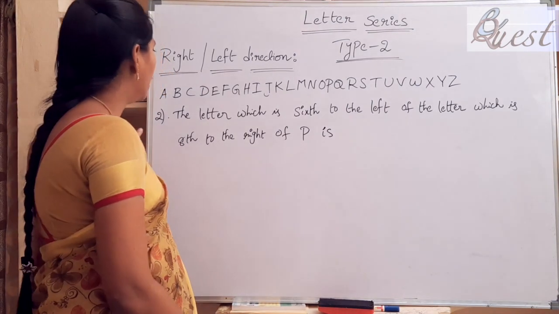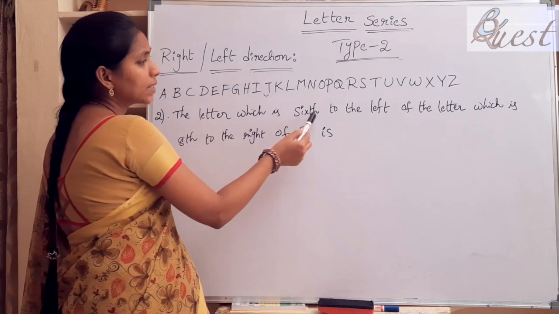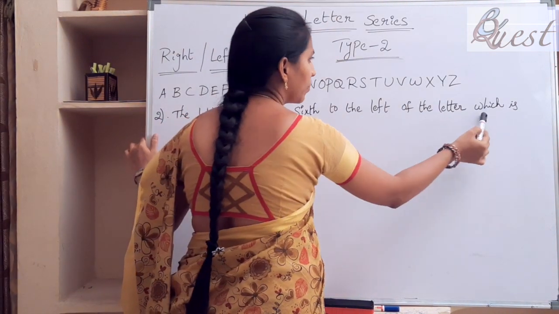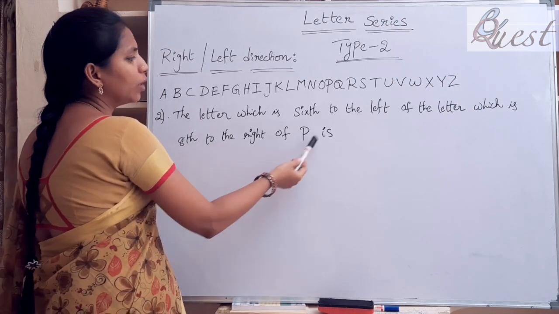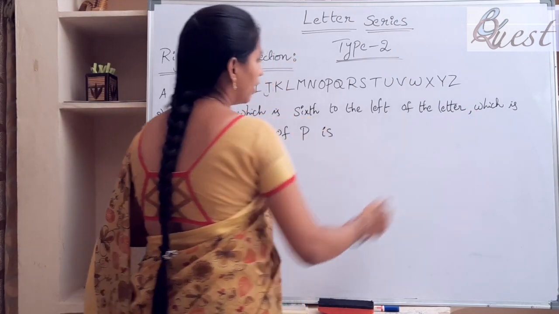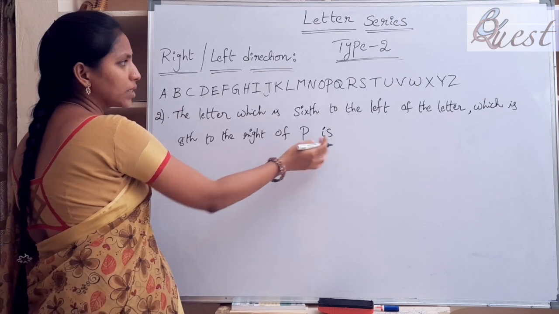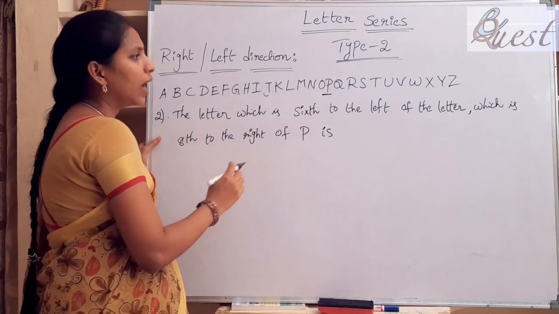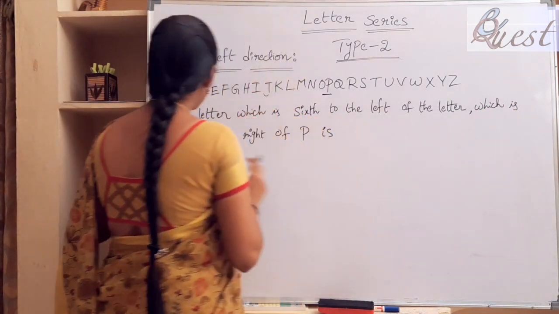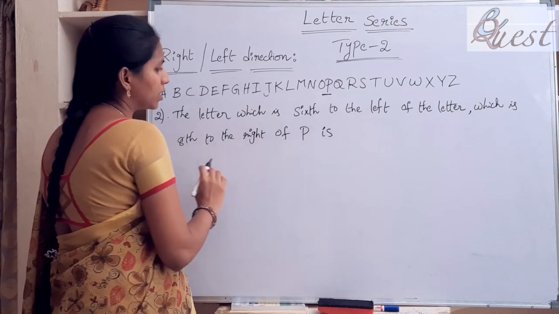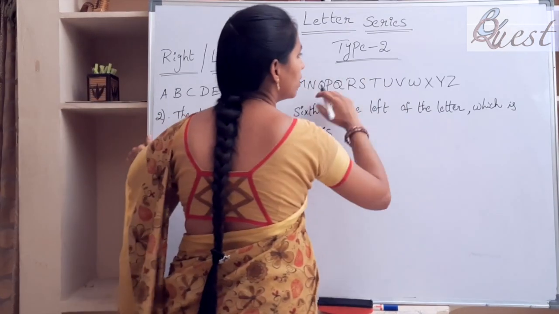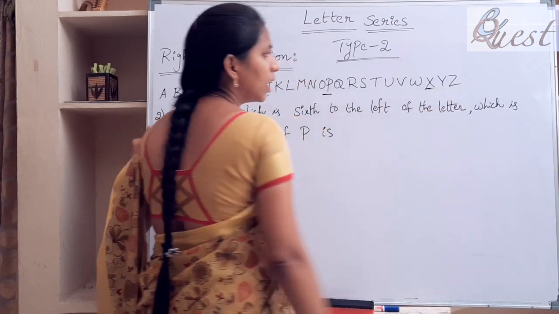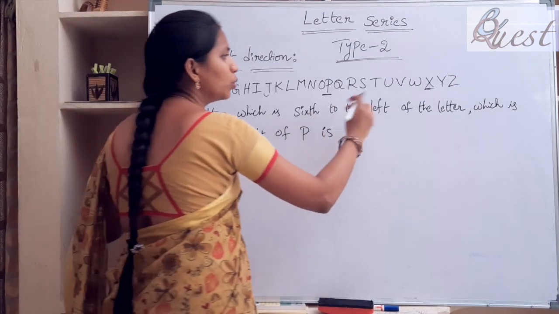See the second example. The letter which is sixth to the left of the letter, we don't know what this letter is, and which is eighth to the right of P is. So first of all, underline the letter P. Take the second half of this question, that is, which is eighth to the right of P is. Eighth one to the right. To the right means this side. Eighth one. 1, 2, 3, 4, 5, 6, 7, 8. That means letter X.